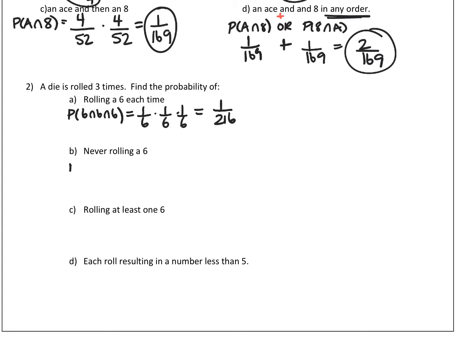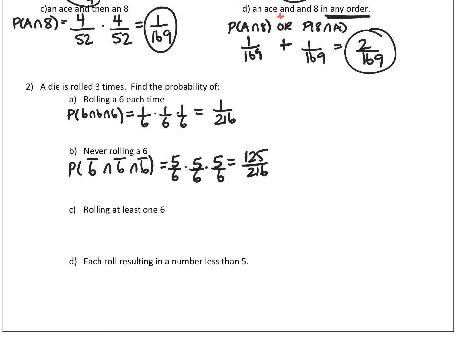The probability of never rolling a 6, so that means no 6 and no 6 and no 6. If it's not a 6, it means you're going to get a 1, 2, 3, 4, or 5. So it's 5/6 times 5/6 times 5/6, which is 125 out of 216.